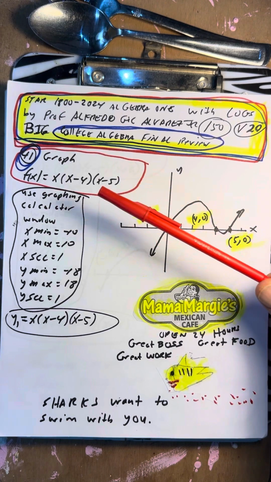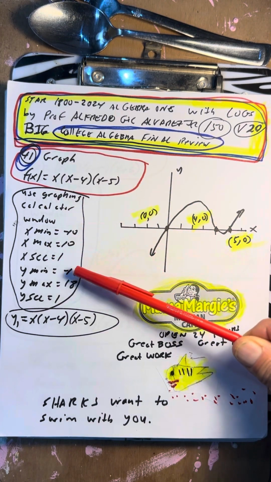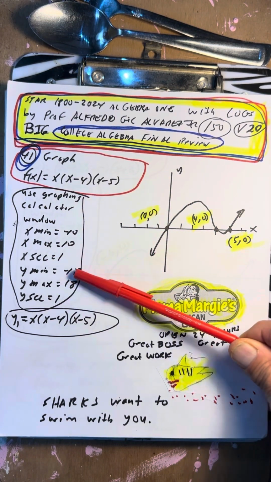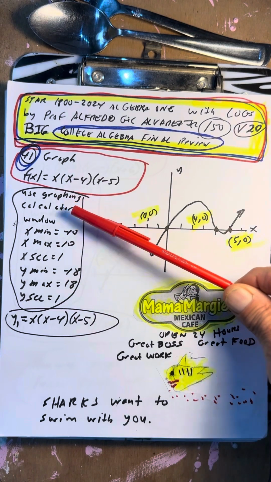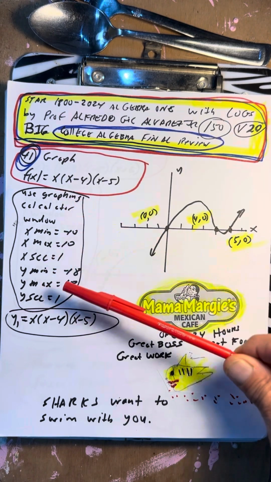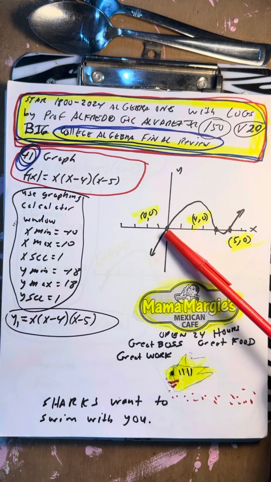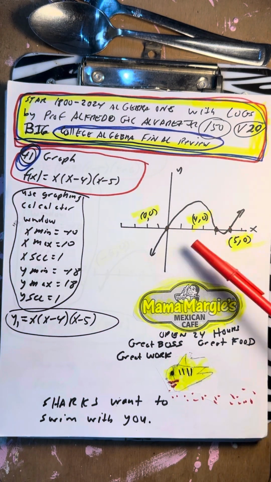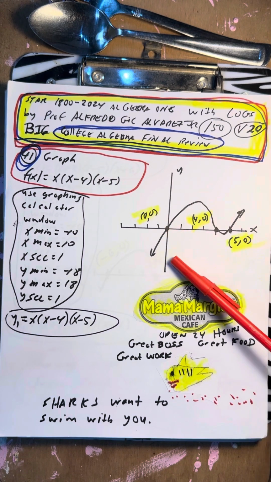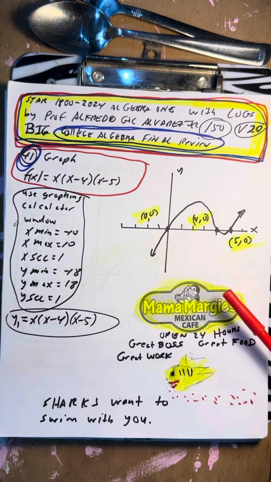Graph this. I set my windows to -10 and 10, and 18 and -18. See right here, I changed the numbers. So set your windows first in your graphing calculator to these numbers, then put this in the graphing calculator. You're going to get a graph that looks like this, with the x-intercepts at (0, 0), (4, 0), and (5, 0). Okay, it goes like this. Make sure you put that in the graphing calculator.